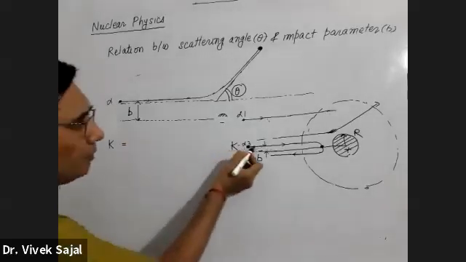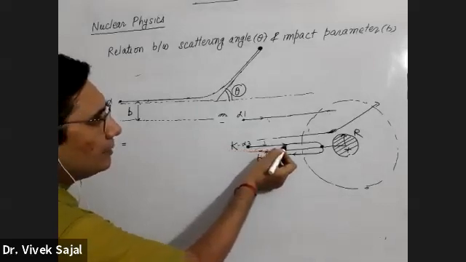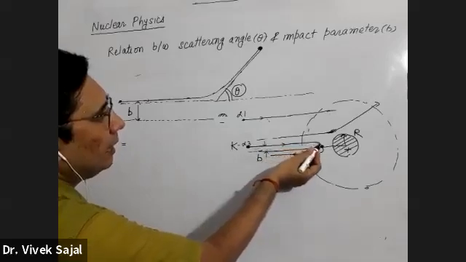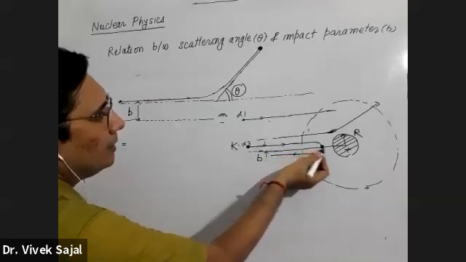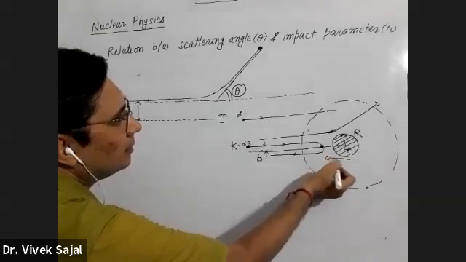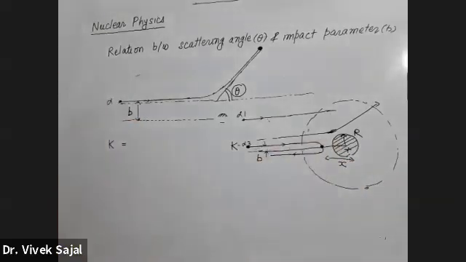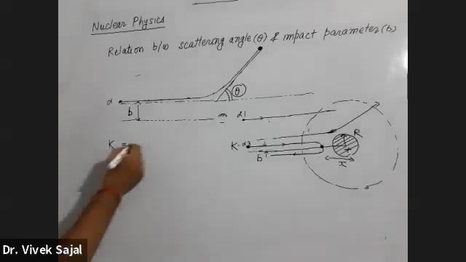And when it is moving in the forward direction, its velocity is decreasing, but the repulsive potential energy is increasing. And at a particular distance, this distance is known as the distance of closest approach, and at this distance x, velocity becomes zero, and all of the kinetic energy is converted into potential energy. What will be the potential energy?